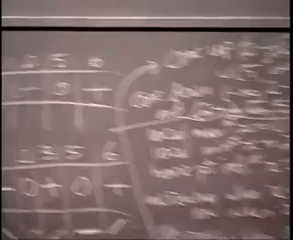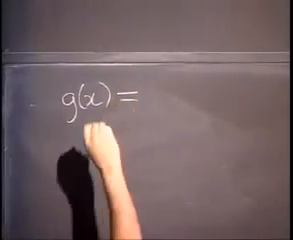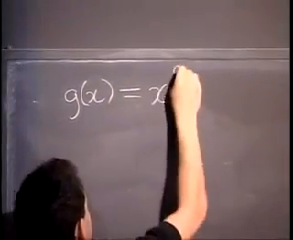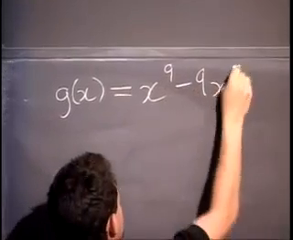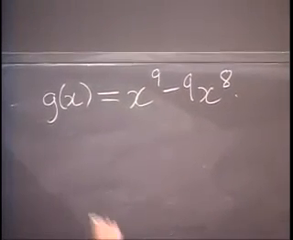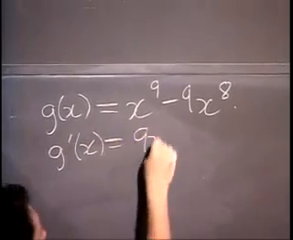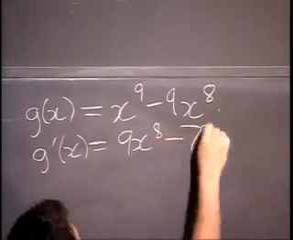So before I do the method, let's just consider g of x is x to the 9th minus 9x to the 8th. Now I don't propose to sketch this curve. I want to leave that up to you, but I do want to show you how the second derivative table of signs works.